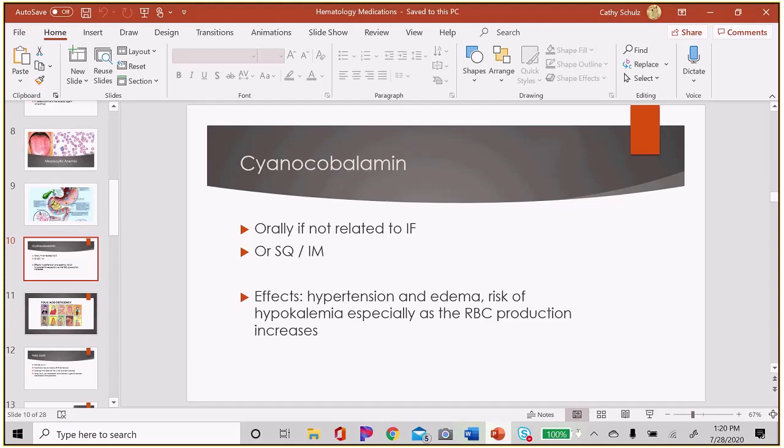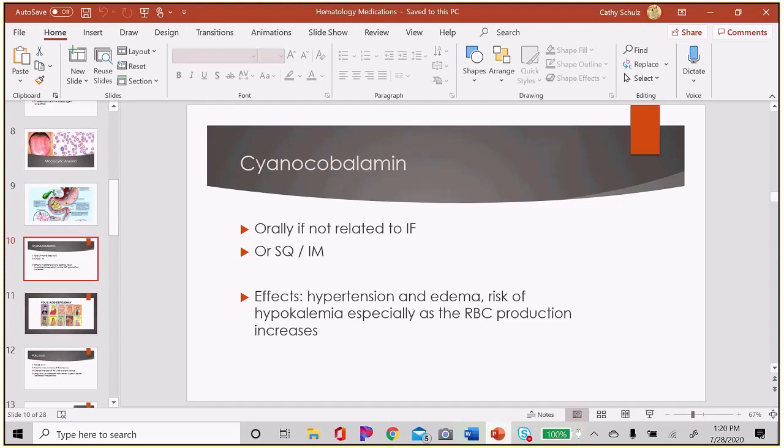So if I give somebody extra B12 by mouth, but they don't have the intrinsic factor to help it absorb later on in the small intestine, then it doesn't matter how much B12 I give them by mouth, they're not going to get it. So those people who have a special kind of anemia called pernicious anemia will have to get their B12 supplementation sub-Q or IM, and they would usually have to go in once a month and get that as an injection, maybe in the doctor's office or whatever.